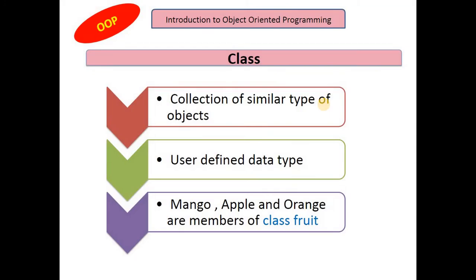Now, the second concept comes, that is class. A class is defined as a user defined data type because it defines the object and hence the type of object. We define the class, that is why it is known as a user defined data type. It is also known as a collection of similar type of objects because there can be a number of objects.